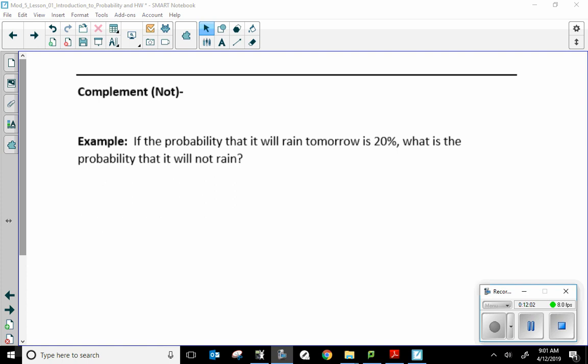Now, if the probability that it will rain tomorrow is 20%, what is the probability that it will not rain tomorrow? All right. So this, again, is just basic. We're not going to go that far into it.